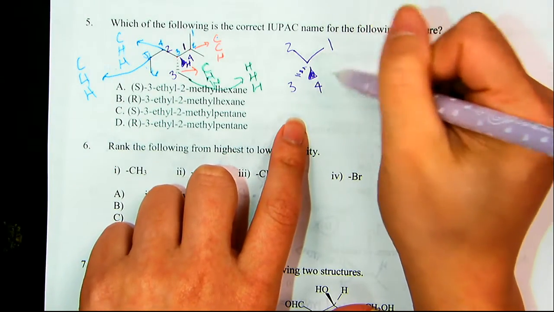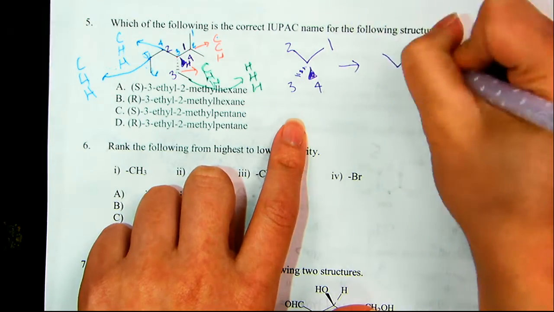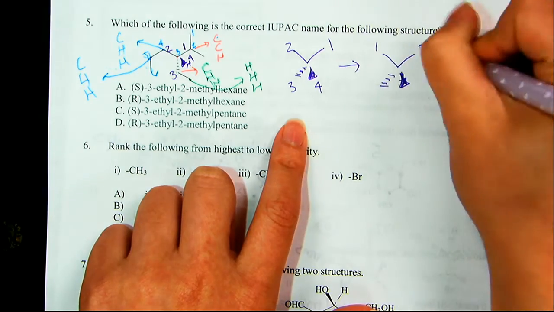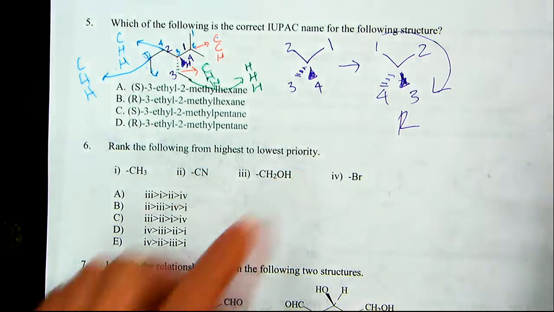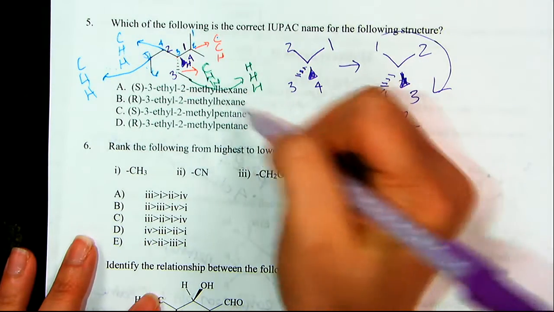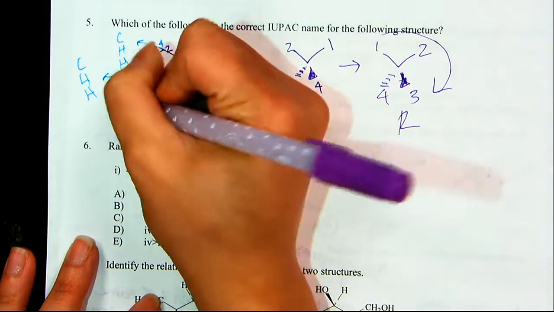The 4th group is not on the dash line, and the 4th group always has to be on the dash line. So when you flip this, the 1 and the 2 flip, 3 and the 4 flip. This is now going in the R direction. So it's going to be R something. We have hexane as our parent chain. We have an ethyl group and an ethyl group. So this should be B.